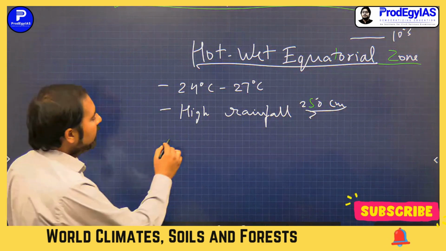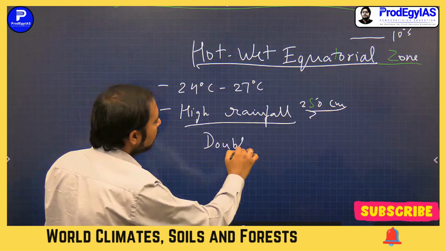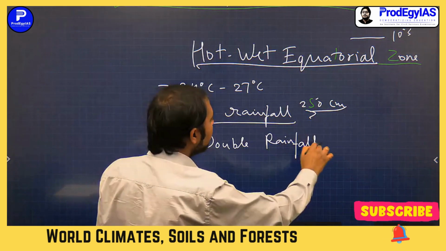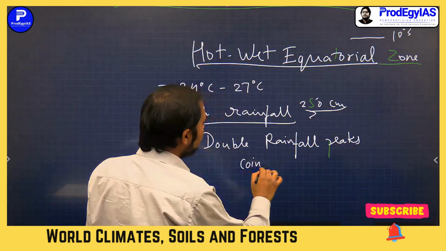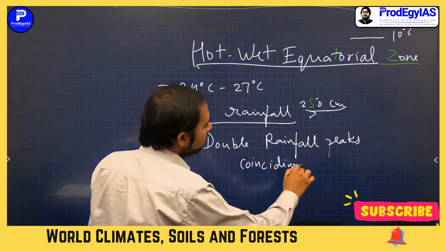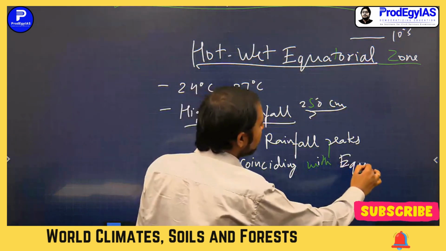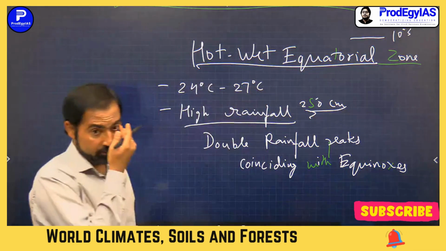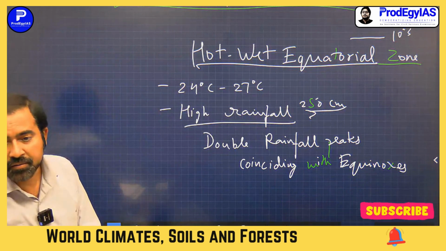One more peculiar characteristic of rainfall is double rainfall peaks coinciding with equinoxes. What do you mean by that? Double rainfall peaks coinciding with equinoxes.